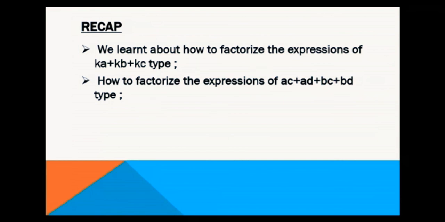Let's have a short recap. We have learnt how to factorize expressions of the form ka plus kb plus kc, that is the first type. And then we have also learnt how to factorize expressions of the form ac plus ad plus bc plus bd, which is the second type.